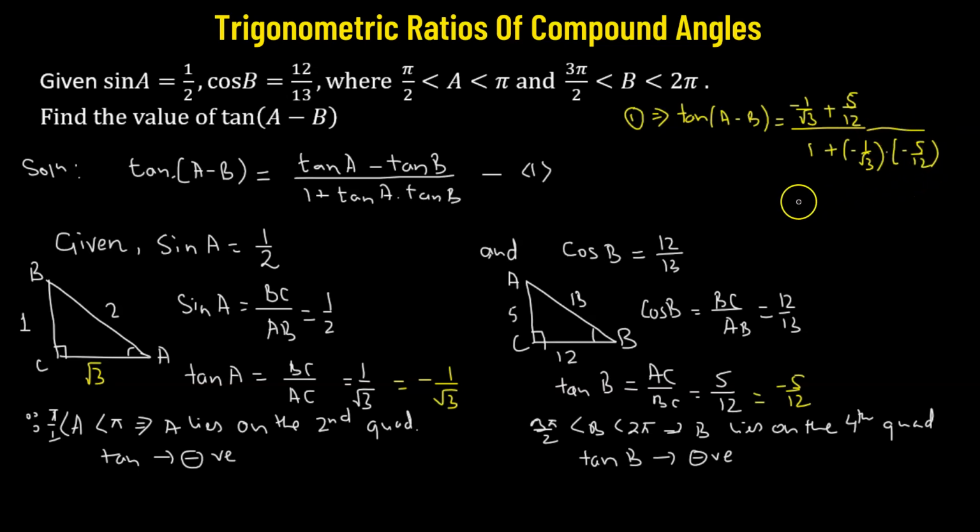Fine. So let's solve this. We have a common denominator, which is 12 times square root of 3. So we are going to multiply both numerator and denominator by 12 times square root of 3. We're going to get the result 5 square root of 3 minus 12, divided by 5 plus 12 times square root of 3. So this is going to be the result of tangent of A minus B.